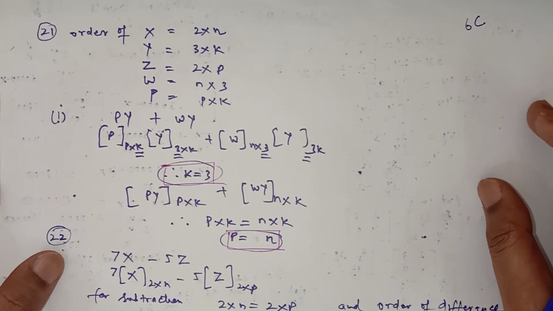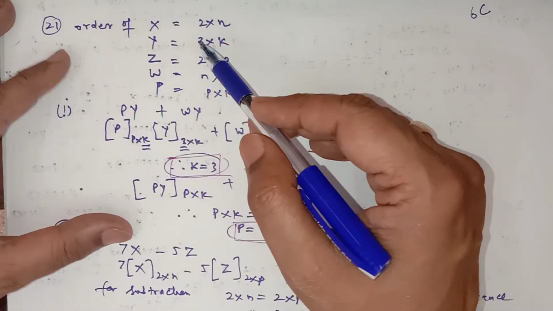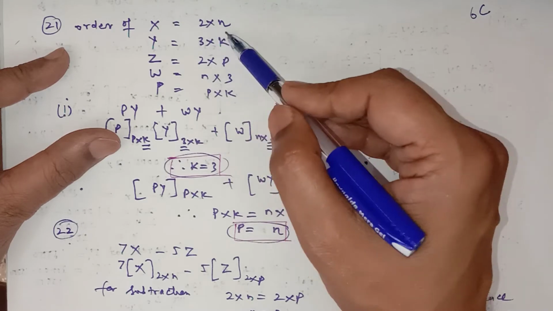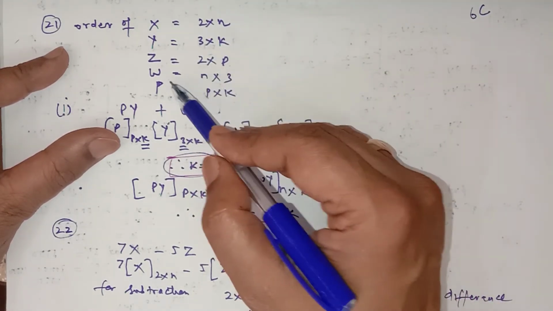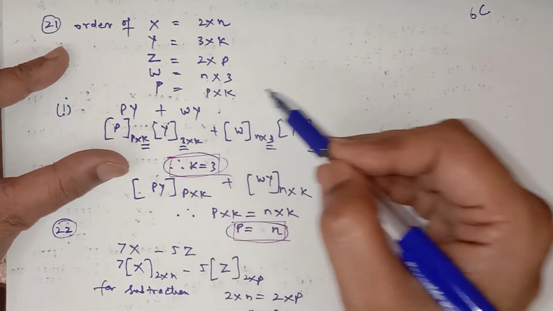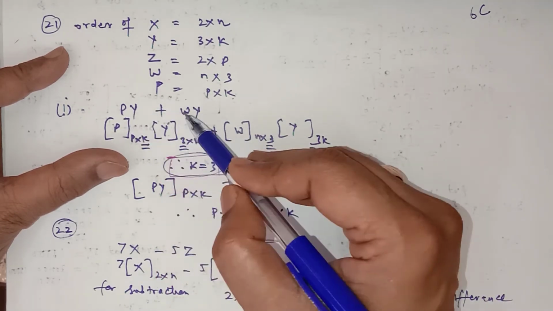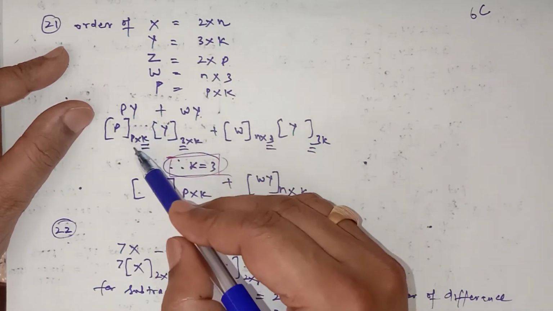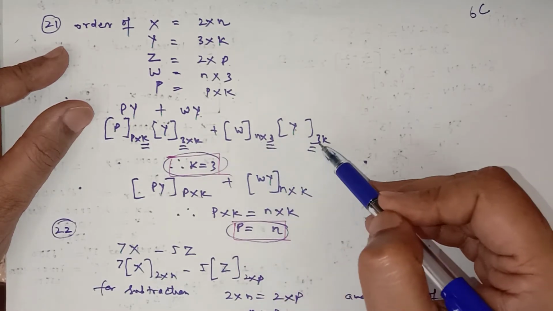Now in question number 21, see it very carefully in your book. There are many matrices whose orders are given. X is of order 2 by n, Y is of order 3 by k, Z is of order 2 by p, W is of order n by 3, and P is of order p by k. You have to find the relationship when we multiply matrix P by Y and W by Y and add them. So I've written their orders: P is p by k, Y is 3 by k, W is n by 3, and Y is 3 by k.